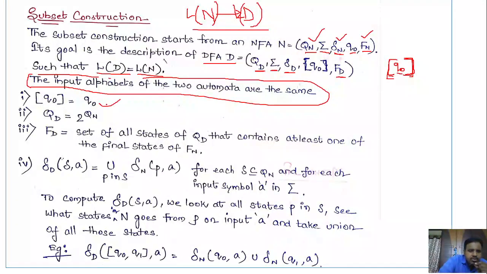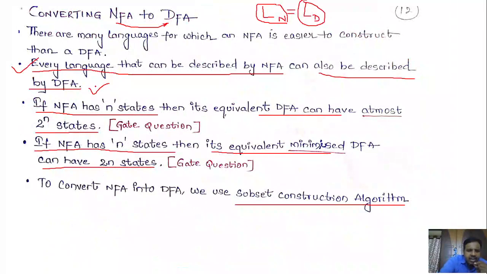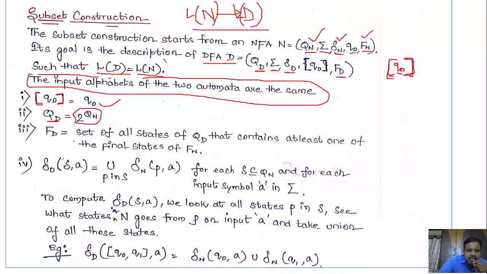Then Q naught, we just represent it in the DFA by enclosing it in a square bracket, right? And QD. So what is QD? The number of states. What is the maximum number of states in the DFA? It is 2 power Qn. As I mentioned earlier, if an NFA has n states, then its equivalent DFA can have at most 2^n states, right? So if Qn is the number of states in the NFA, then the number of states in the DFA, that is QD, is equal to 2 power Qn. So we will get exponential states.